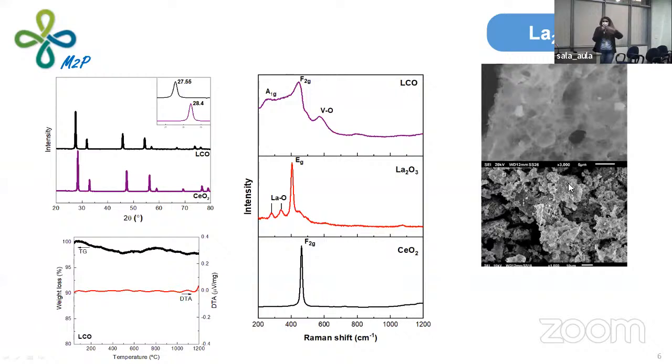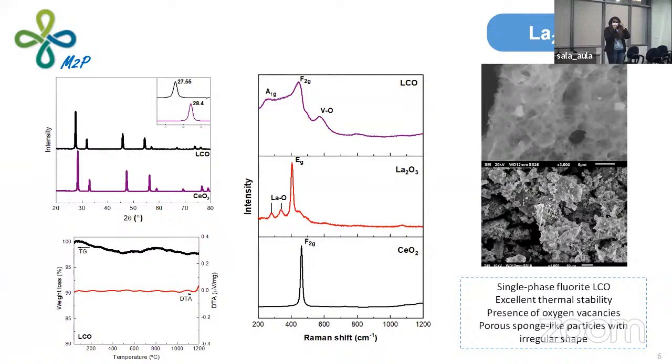So for LCO, we obtained a single phase sample with a fluorite crystalline structure. And this sample presents excellent thermal stability: by seeing the thermogravimetric curves, there was no significant weight loss, and we could detect the presence of oxygen vacancies by Raman spectra. These two bands, A1G and VO bands, are related to these vacancies, and the band F2G refers to the fluorite structure. And the powder shows porous sponge-like particles with irregular shape.